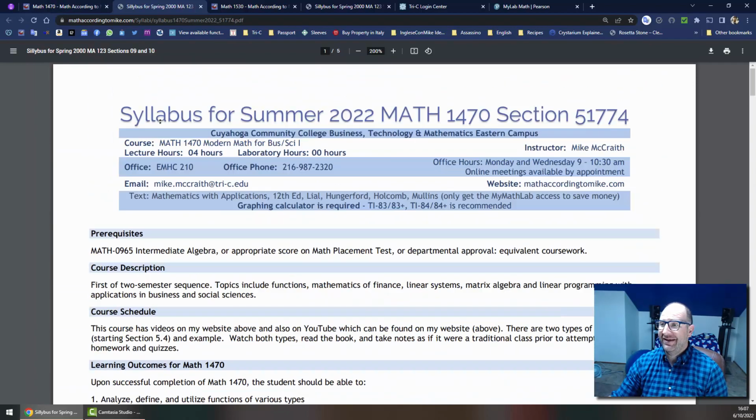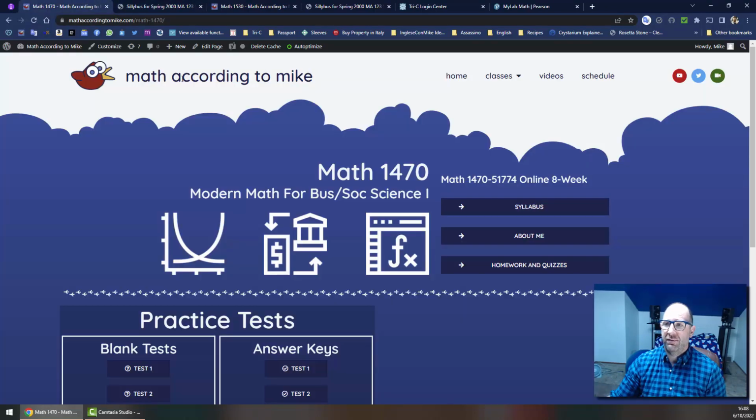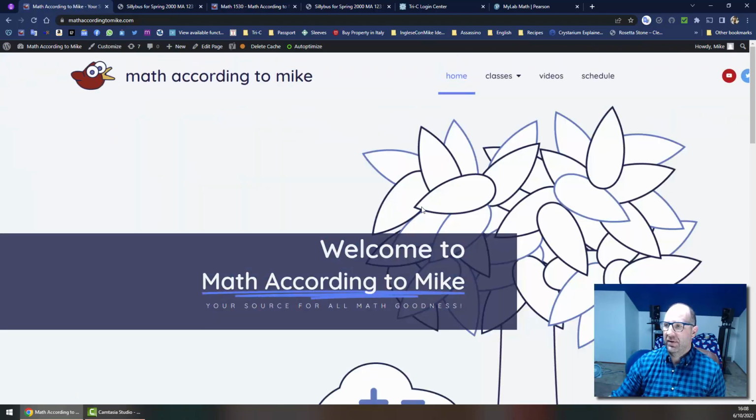Okay, so that is the syllabus. Let me know if you have questions. Read through it. I just gave you the good parts. Read through it because you're going to have a quiz on the syllabus on Blackboard, which I'll show you in a second. But first off, before we get there, let's talk about all the websites you need for the course. We'll start off with the Math According to Mike, which you already visited because you have the syllabus.